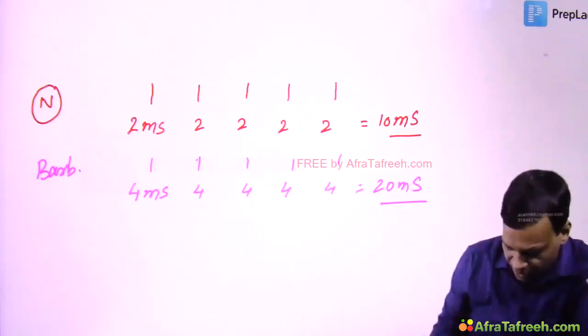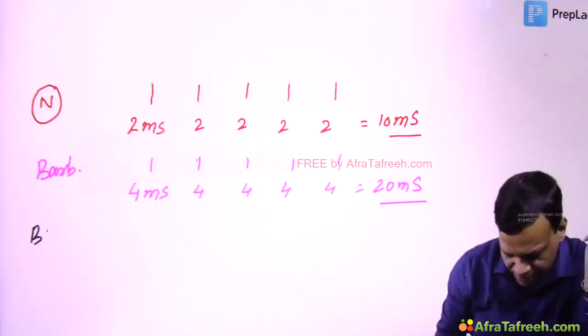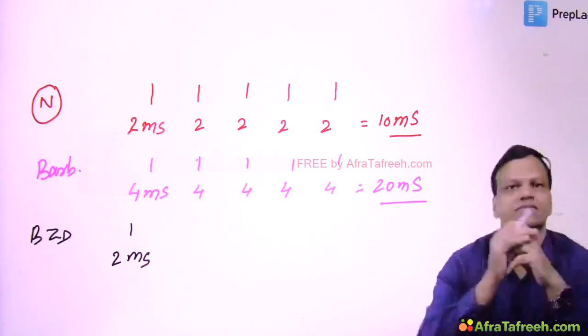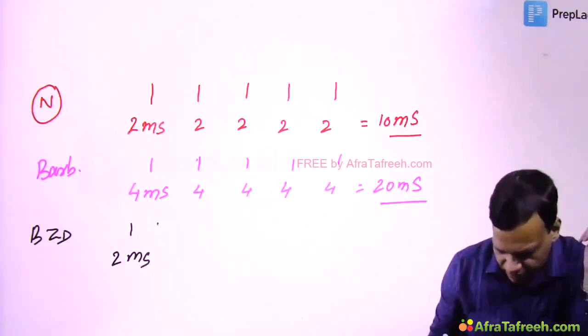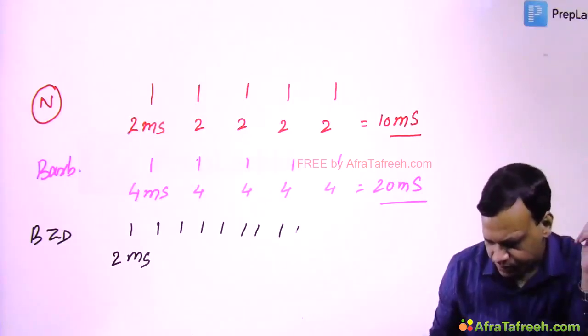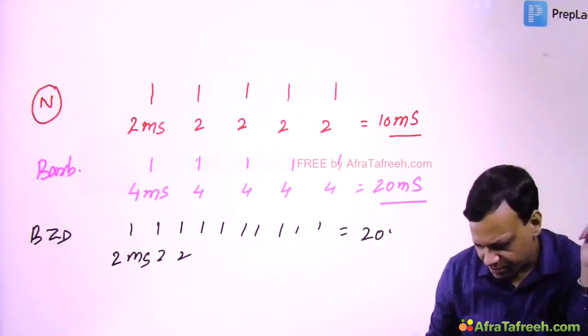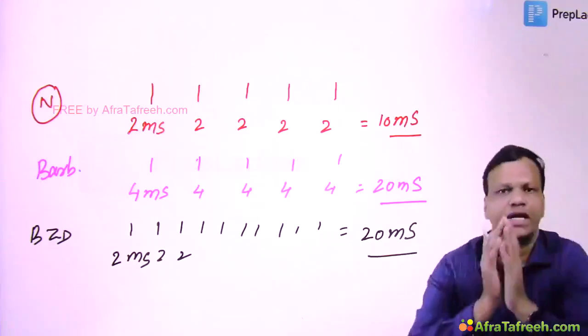Okay, but on the other hand, when we give benzodiazepines, this channel opens for the same time, that means 2 milliseconds, but instead of 5, this will open 10 times, every time for 2 milliseconds. So the final effect will remain the same, that means the channel is open for 20 milliseconds.